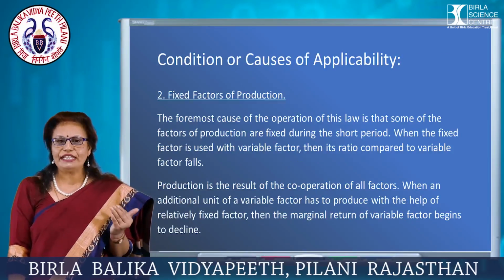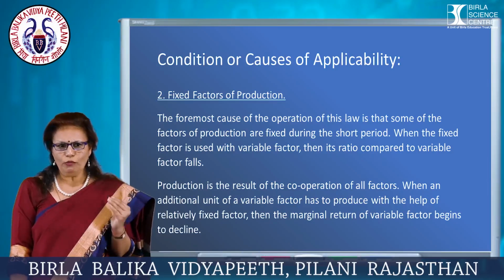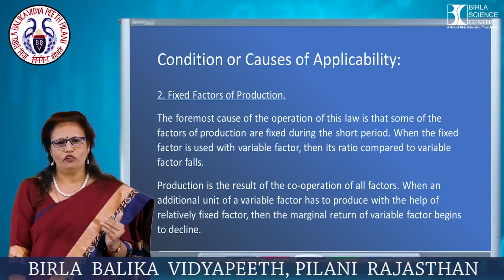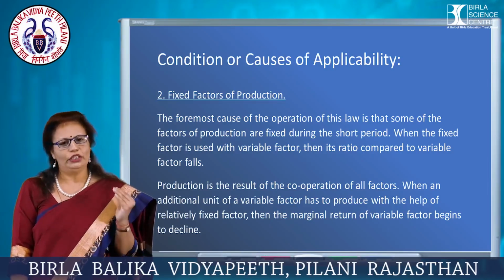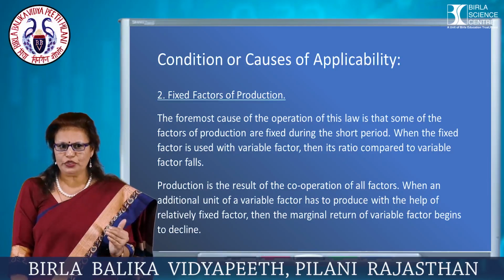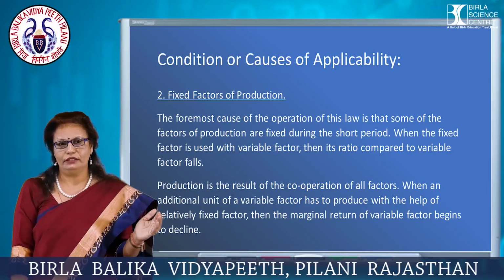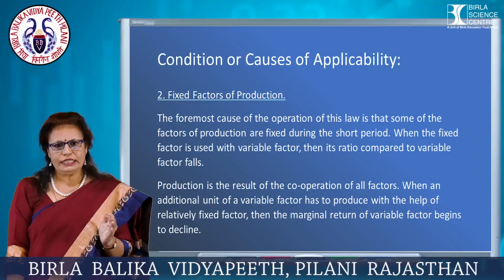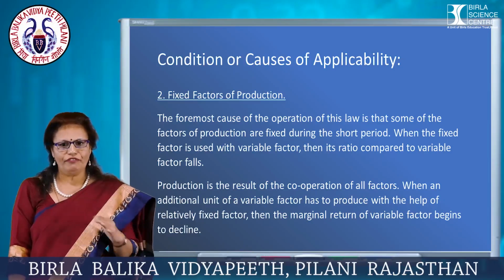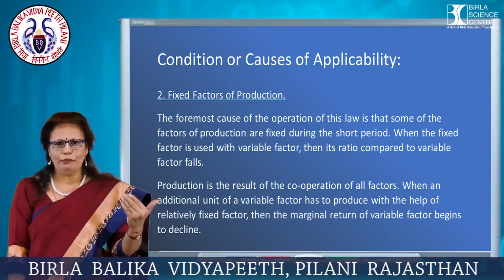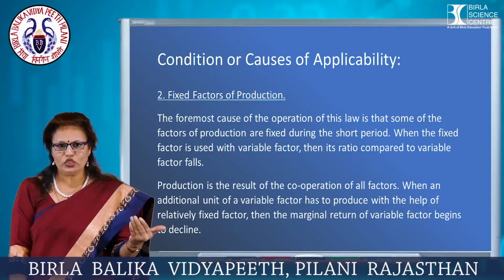Second condition is fixed factors of production. The foremost cause of the operation of this law is that some of the factors of production are fixed during the short period. When the fixed factor is used with the variable factor, then its ratio compared to the variable factor falls. Production is the result of operation of all factors. And when an additional unit of a variable factor has to produce with the help of a relatively fixed factor, then marginal product of the variable factor begins to decline.